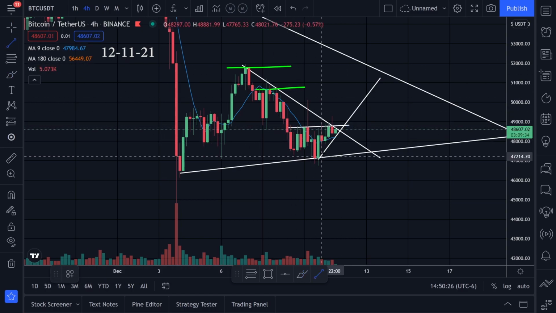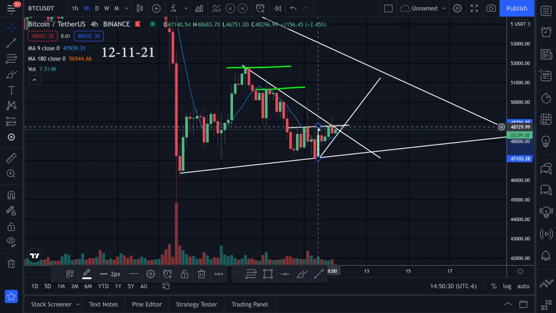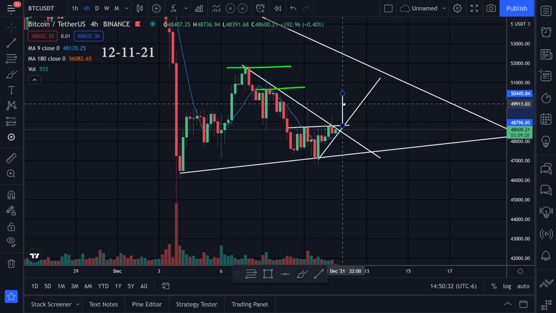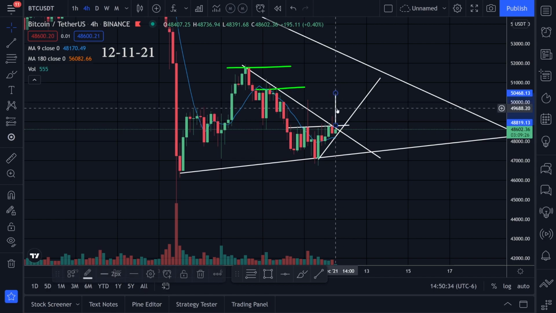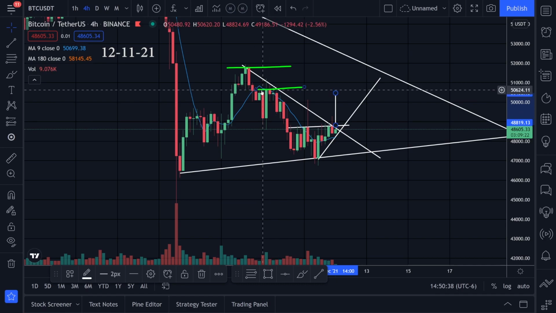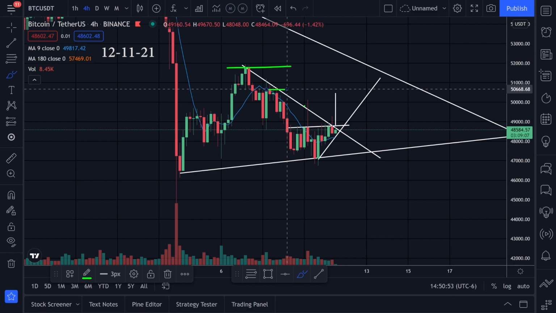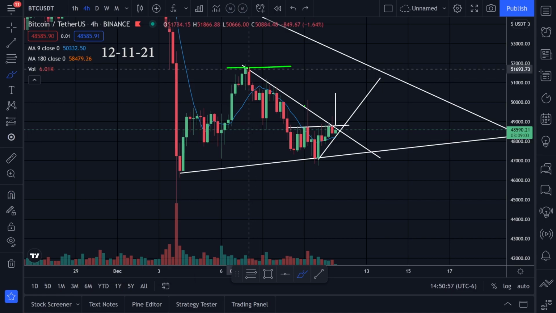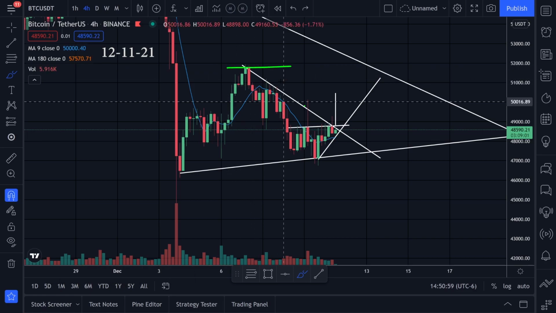If we break this going to the upside, we can also target this triangle, top to the bottom of the triangle, drag that to the breakout, and we're looking at a target of approximately 50,468. And like I said, it kind of lines up with this resistance right here. This resistance is sitting at around 50,600, and then the top is sitting around 51.7, 51.8, somewhere around there.